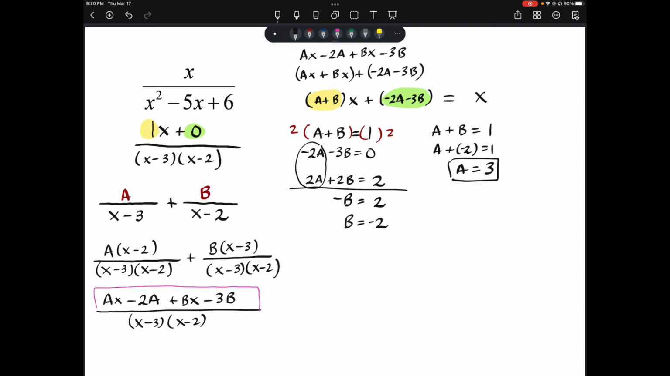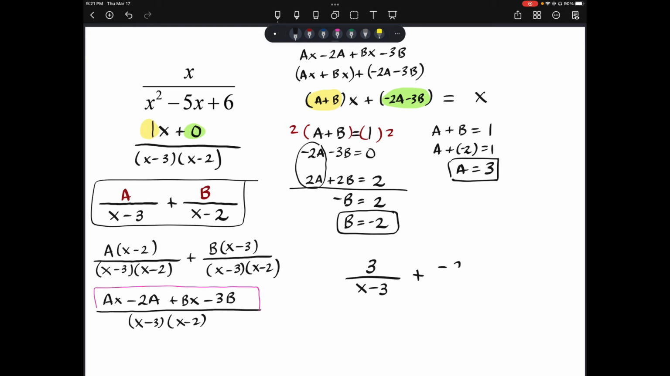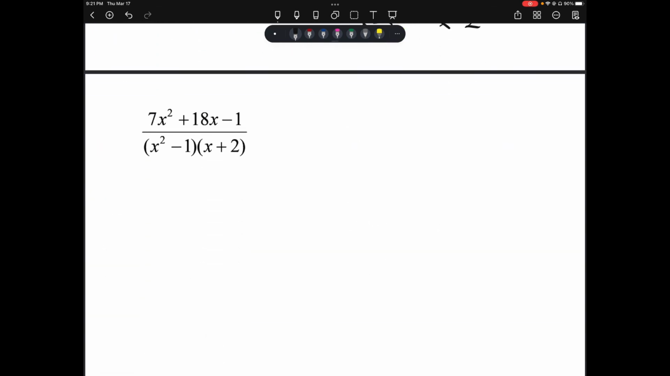All right, so now that we know that our a is 3 and our b is negative 2, we can substitute it back into this expression to get our answer. We should have, for this problem, 3 over x minus 3 plus negative 2 over x minus 2. Or remember, you could always write it this way as well. Both are acceptable. All right, there's one more. Let's go ahead and jump into it.